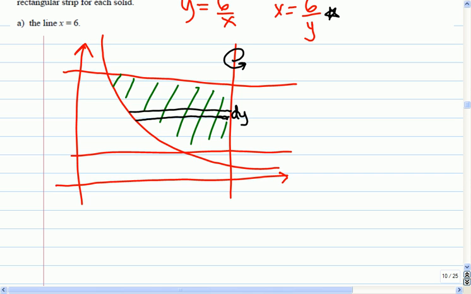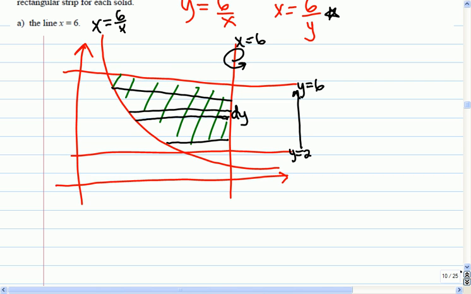Why is the disk method my preference? Well, there's only one integral, because for the entire range from y equals 2 to y equals 6, as I integrate from there up, it's always the same 2 functions that I'm subtracting. I'm taking this line here, which in my picture now is y equals 6 over x, and this is the line x equals 6. So to do the disk method, my integral is going to look like this.